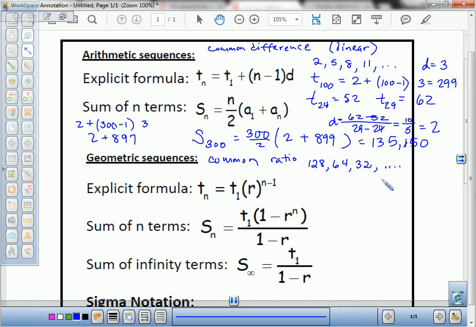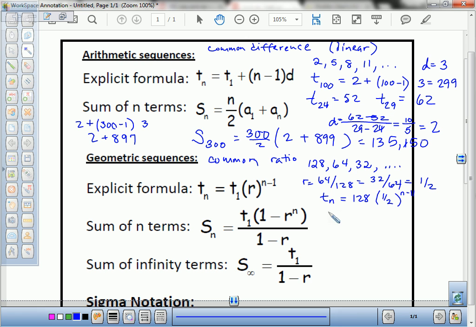Do you see it? Okay? If you take any term and divide it by the term before it, 64 divided by 128 reduces to 1/2. 32 divided by 64 reduces to 1/2. So my common ratio is 1/2. Now, I also see the first term, so I can come up with this explicit formula specific to this example. The explicit formula would be T sub n equals the first term, which is 128, times the common ratio, 1/2, to the n minus 1.